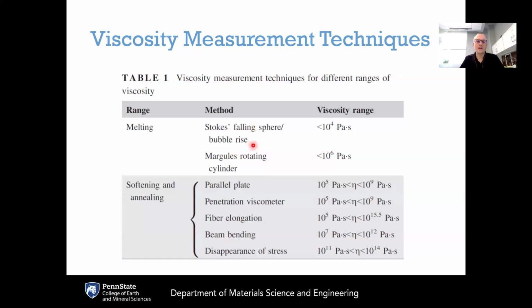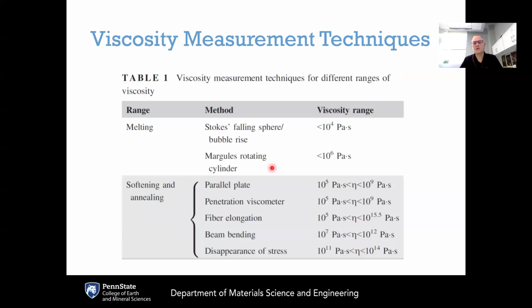Another variation on that is the bubble rise method, where instead of dropping a ball from the top, you would inject some gas from the bottom of the column. That would form a bubble, and then the bubble would rise to the top. And again, based on the density difference between the bubble and the melt, and the size of the bubble and the time that it takes to rise to the top, that gives you the viscosity of the liquid. Now, that can be used, but the problem is that it only gives you one value of viscosity at that particular temperature. A better approach is the Margules rotating cylinder method, and so I'll give you some more details on that on the next slide.